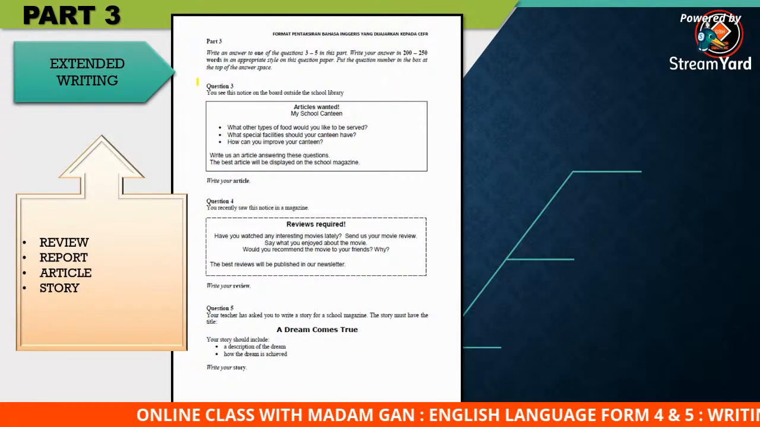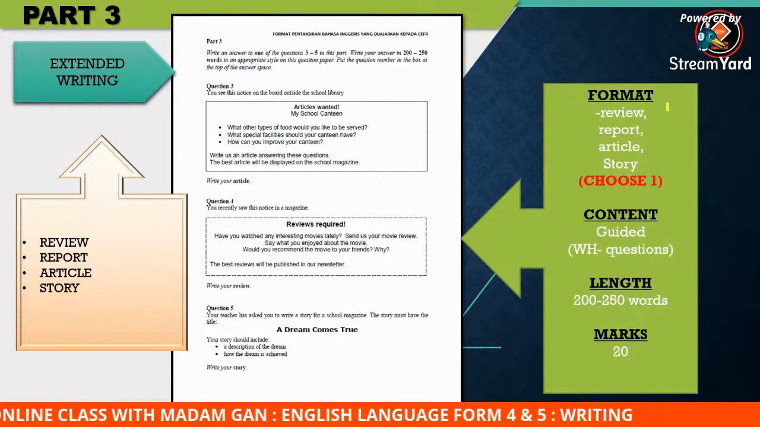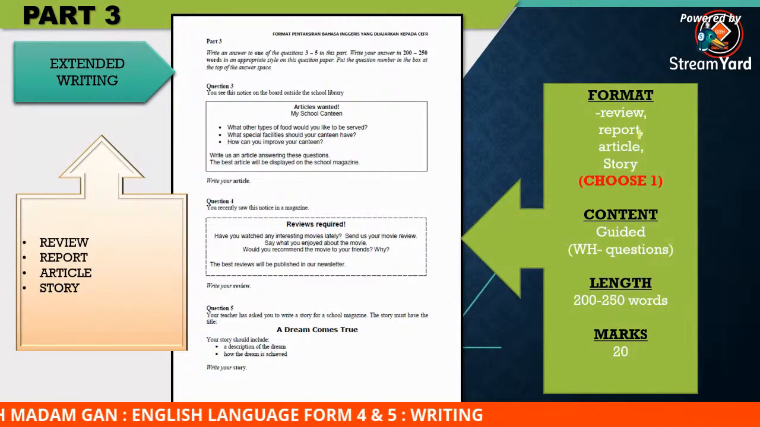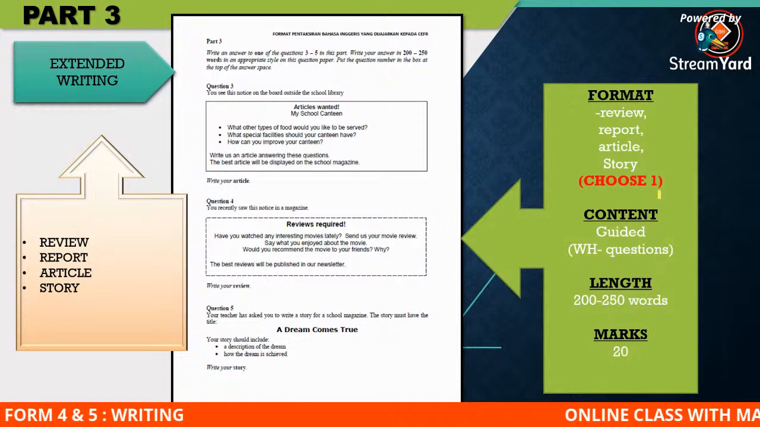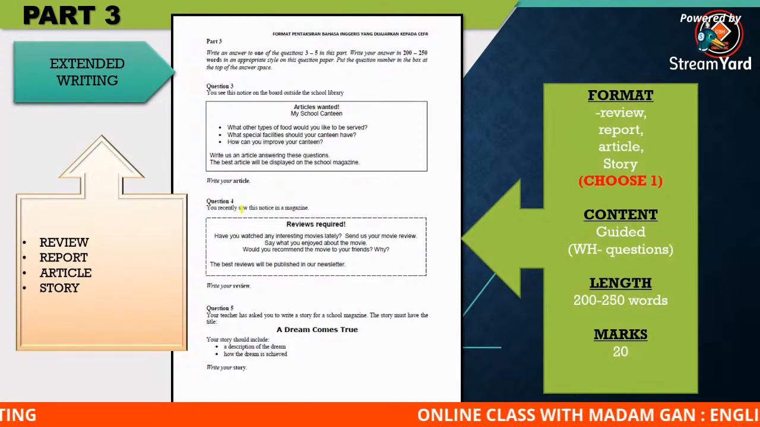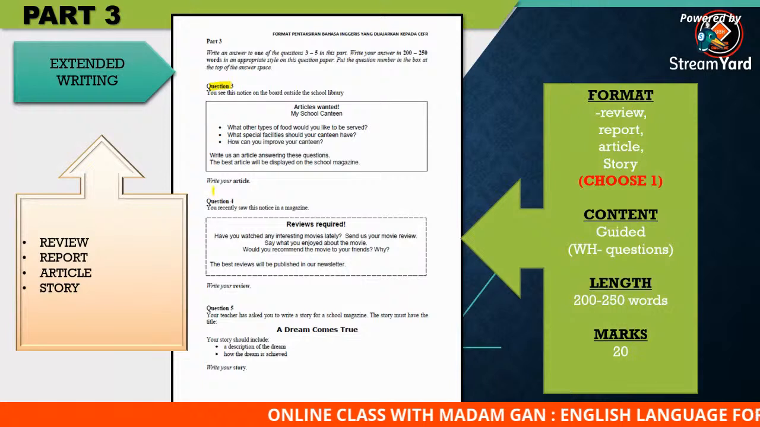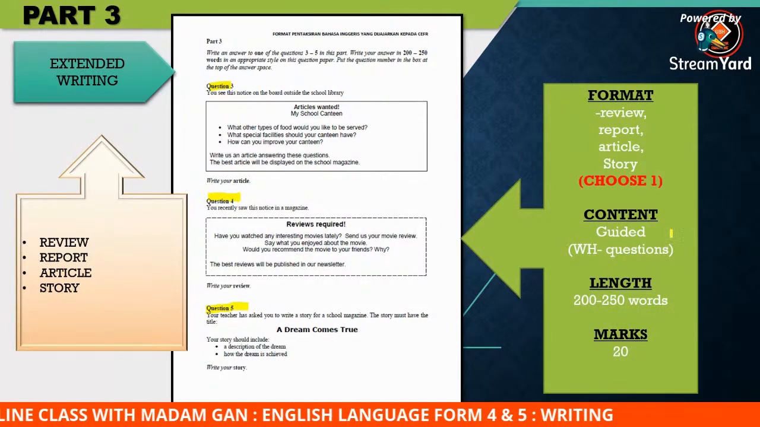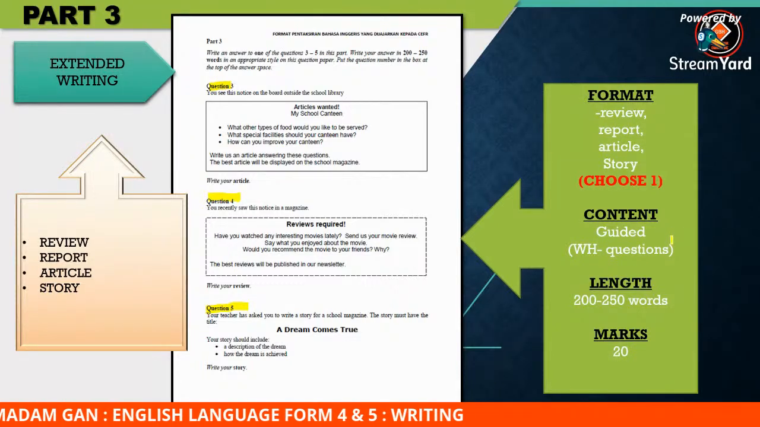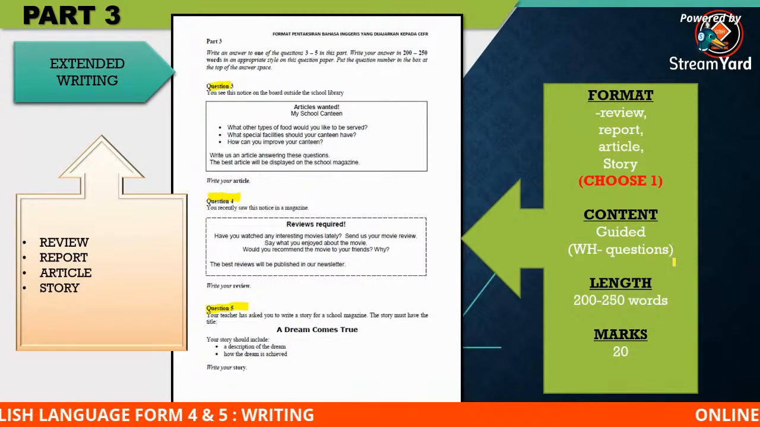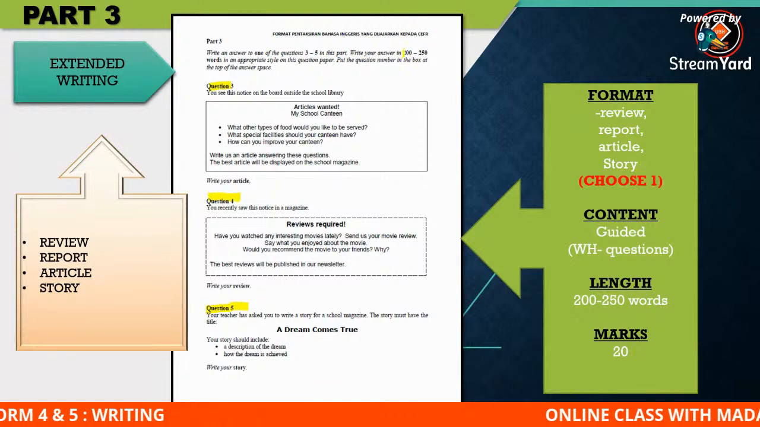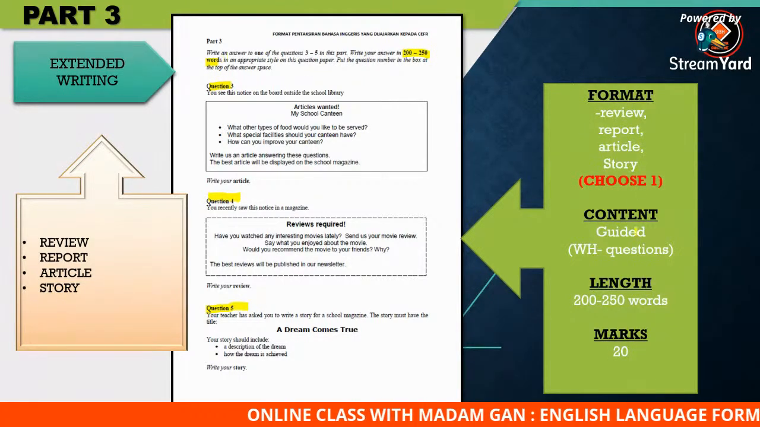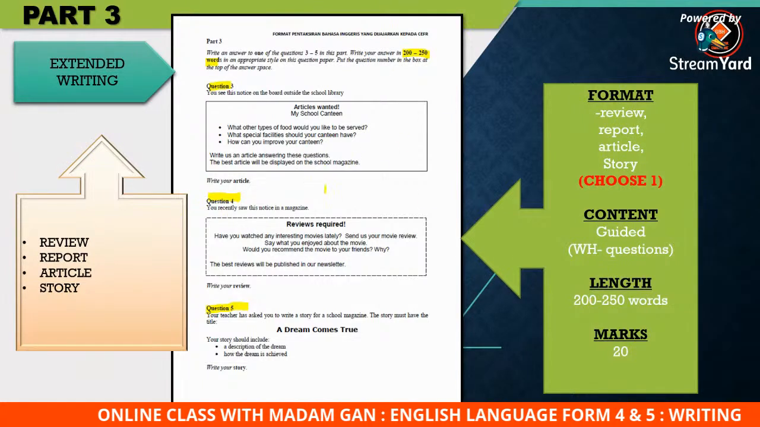Okay, let's look at the summary of this format. So remember, review, report, article, story. And then you have to choose one only. Either question 3, question 4, or question 5. Okay, it is still guided. And then there are WH questions for you to answer. Here, the length will be 200 to 250 words. Okay, the marks 20.